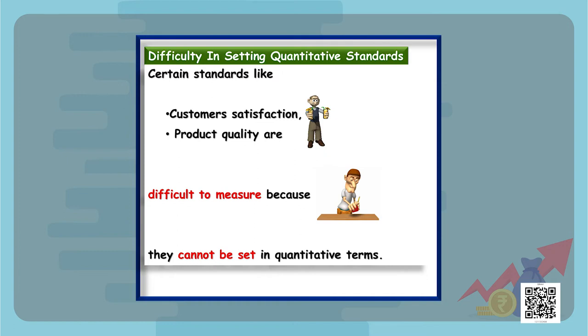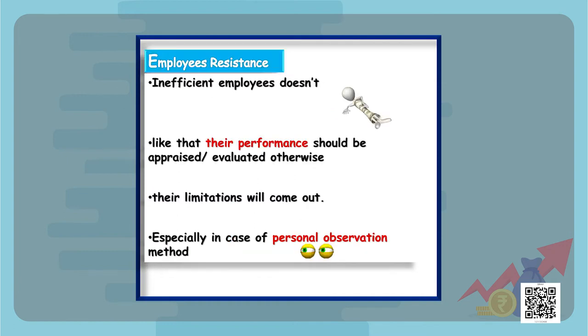Then we have employees' resistance. Inefficient employees sometimes avoid being judged by a supervisor on these standards because they feel that they might be underperforming and hence can be removed from the organization.